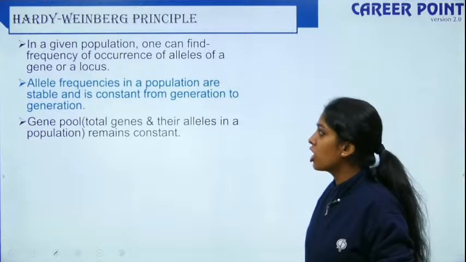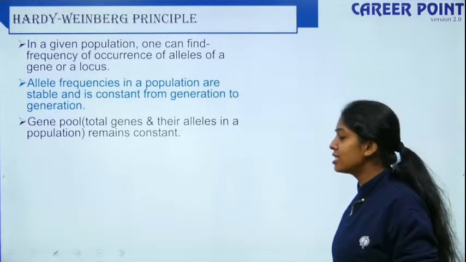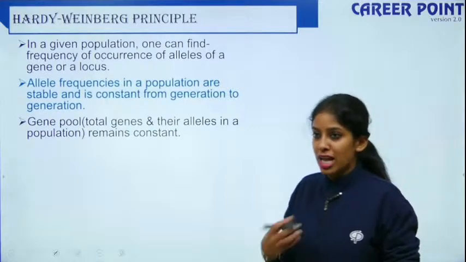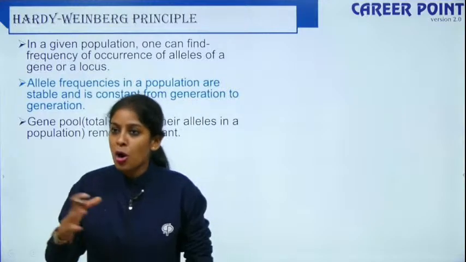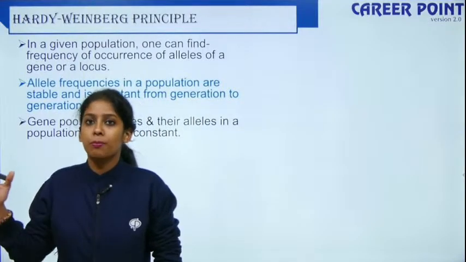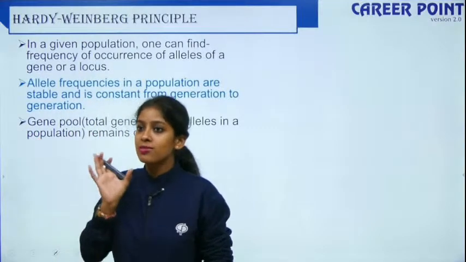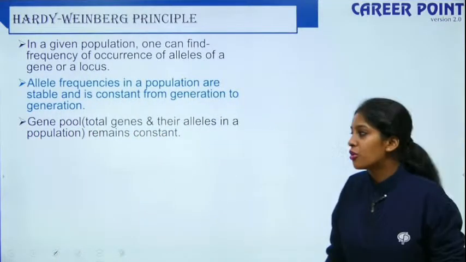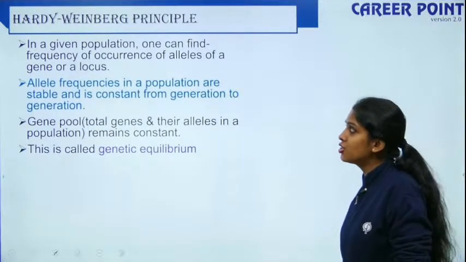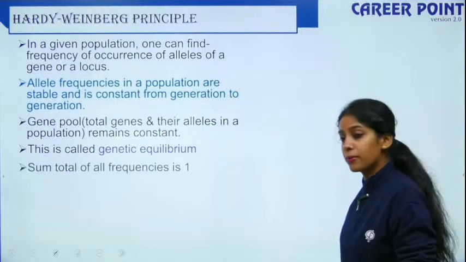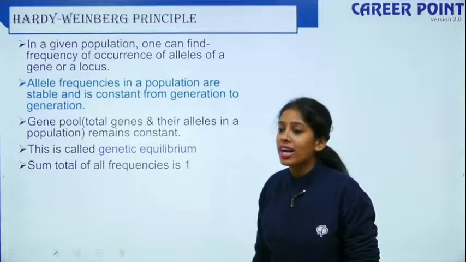Here we talk about a new term known as gene pool. Gene pool is the total genes and their alleles in a population. In my body the total genes are 25,000 to 30,000. In a population, what is the average of the genes which are very common? What is the allele? I take the total, and that is my gene pool. So that remains constant. This is known as genetic equilibrium, or your Hardy-Weinberg principle. He says the sum total of all frequencies is 1, or it is a constant.